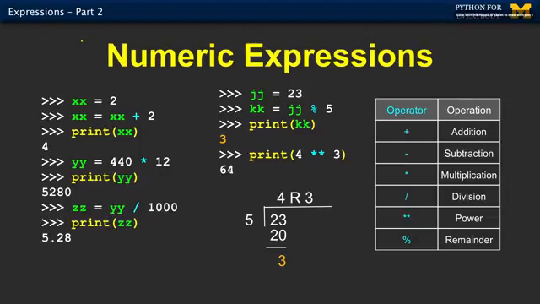So the addition operator, pretty straightforward. I've been using that without even talking about it. The multiplication and the division. So this is 5,280 divided by 1,000, which gives me 5.28.